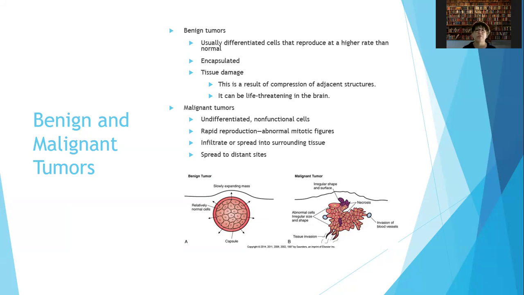This is a graphic from the book where they show the encapsulated, slowly expanding mass with relatively normal cells, just reproducing at a higher rate than normal. With the malignant tumor, you have irregular shape and surface with abnormal, irregular sized cells, and you also get invasion of blood vessels. The abnormal cells invade blood vessels, and that's one of the ways they metastasize.